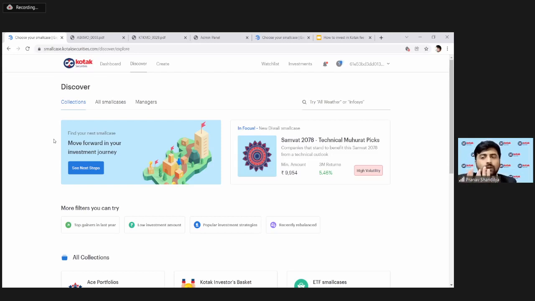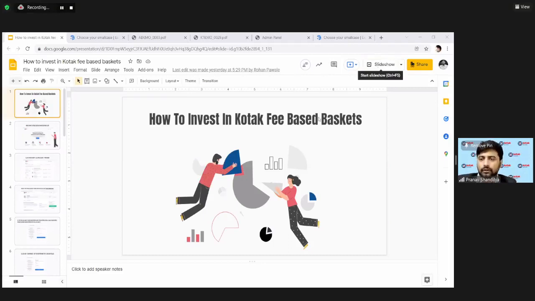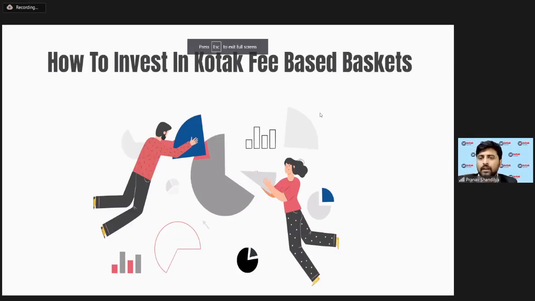So we have now taken a look at how we can go ahead and explore these kinds of ACE portfolios that have been listed on the platform. What we will do next is take a look at how we can use our Kotak Securities account and subscribe to any of these smallcase baskets. To do that, I'm going to run through a very quick PPT, so all of you can pay attention to the PPT.